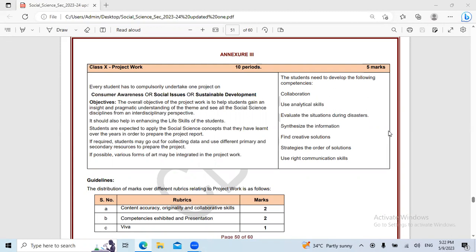Today, I'm going to explain in detail about the project work and interdisciplinary project for class 10th. This is part 4 of the syllabus of standard 9th and 10th. Let us see.